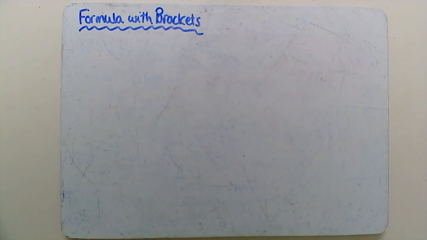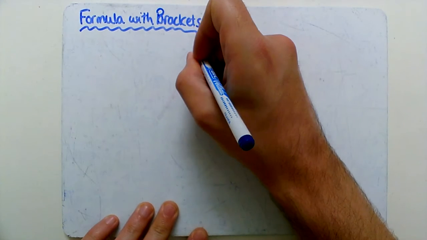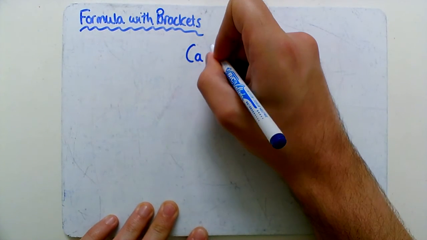Okay, so this video is going to be a short video specifically looking at chemical formulae that have brackets and how we can work out the relative mass or the gram formula mass of one of those. So we'll just start in with a good example. The first one we'll do is calcium hydroxide.